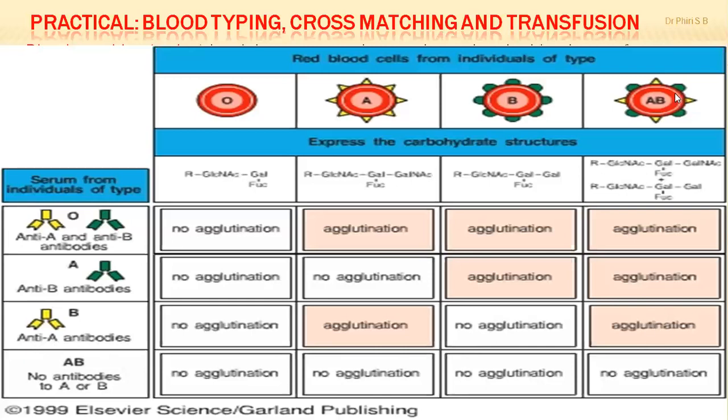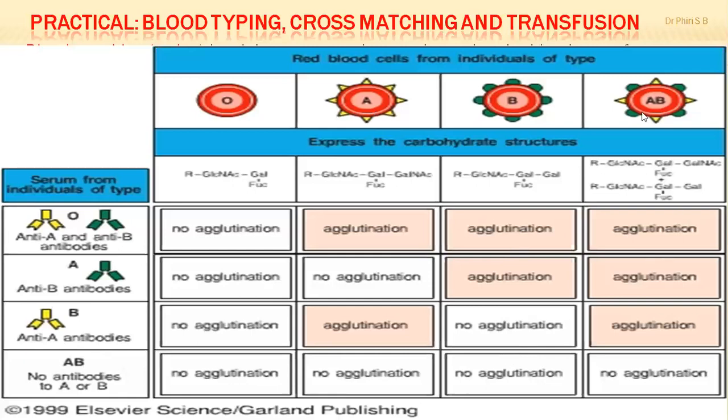In AB blood, they have both antigens, so there will be agglutination because the antibody A will react with the antigen B here, so there will be a reaction. Then if you have AB blood group, they don't have antibodies to react with the antigens. So if you have AB, you give them blood group O, there are no antibodies, there will be no reaction, no agglutination. If you give them blood group A, there are no antibodies to react with the antigens, no agglutination. You give them blood group B, there are no antibodies, no reaction.